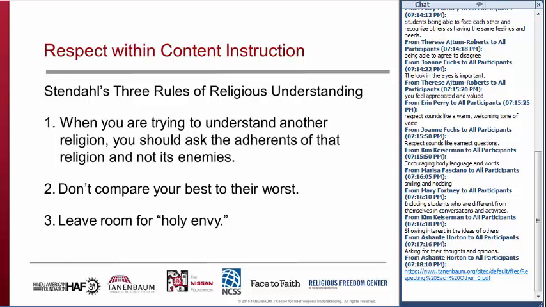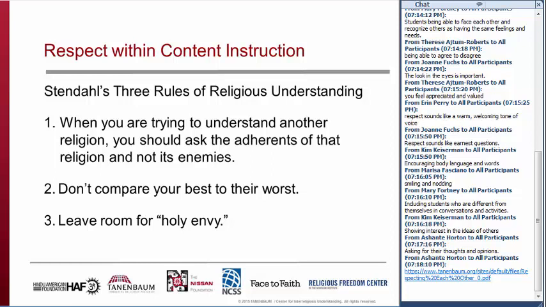And then leave room for holy envy, which I think is really a great idea. What holy envy means is that we should be open to finding, within a tradition that we're unfamiliar with, something that's attractive, or elements within it that you wish were in your own tradition, being able to acknowledge that and talk about that, as opposed to pretending that any tradition is perfect and others are incomplete, if you will.